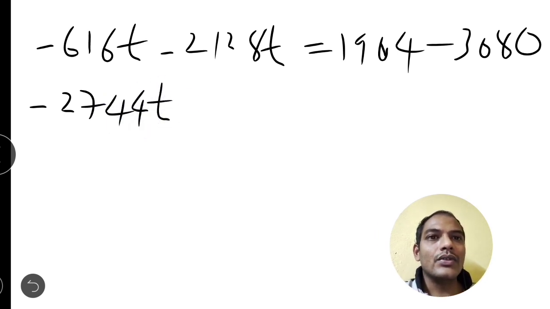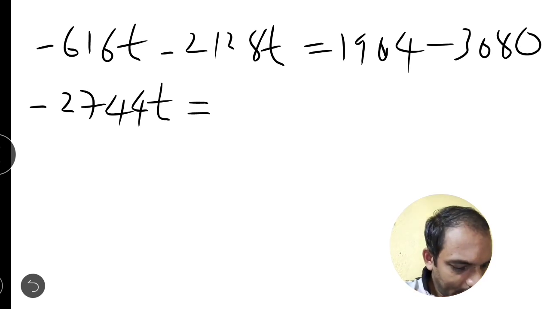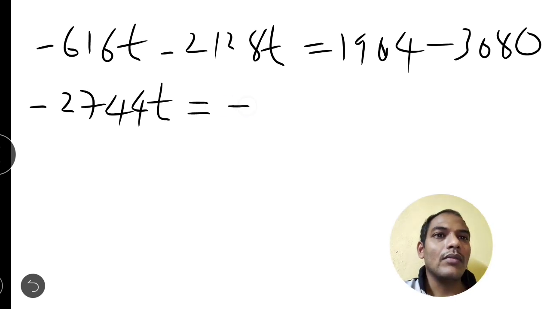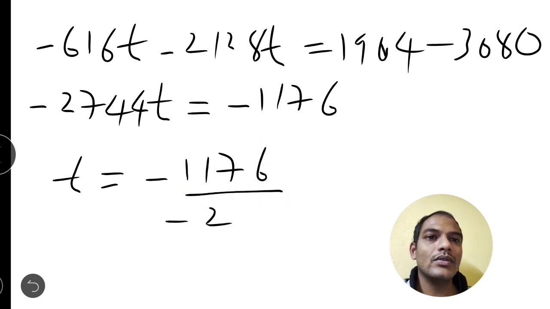minus 2744t equals to 1904 minus 3080 equals to minus 1176. Then t equals to minus 1176 divided by minus 2744, minus minus cancel.